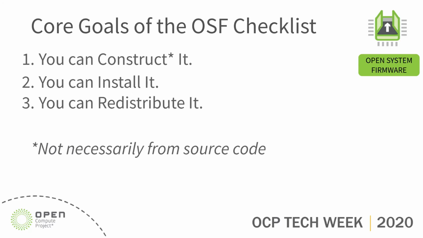All right, so in the checklist, there's a lot to digest, but we'll go over the three key requirements. One is you can construct the firmware. Two is you can install the firmware on the machine. And three is you can redistribute the firmware that you constructed or installed on the machine. And like we mentioned before, the firmware doesn't necessarily have to be open source, so you can construct it from a bunch of constituent binary blobs.